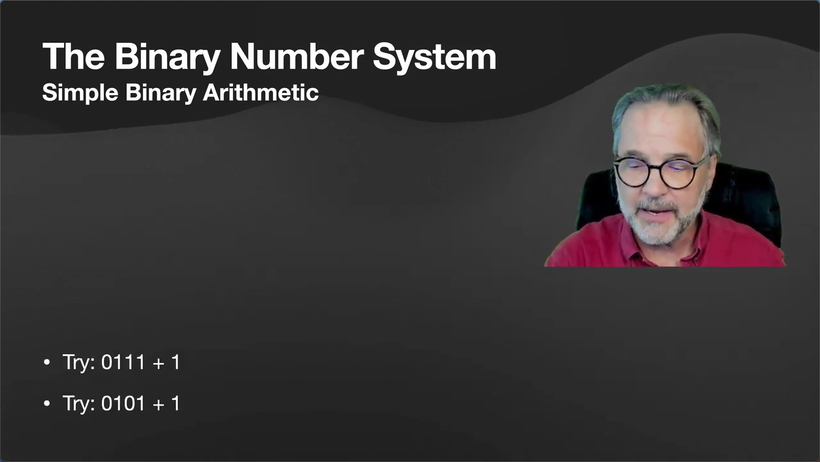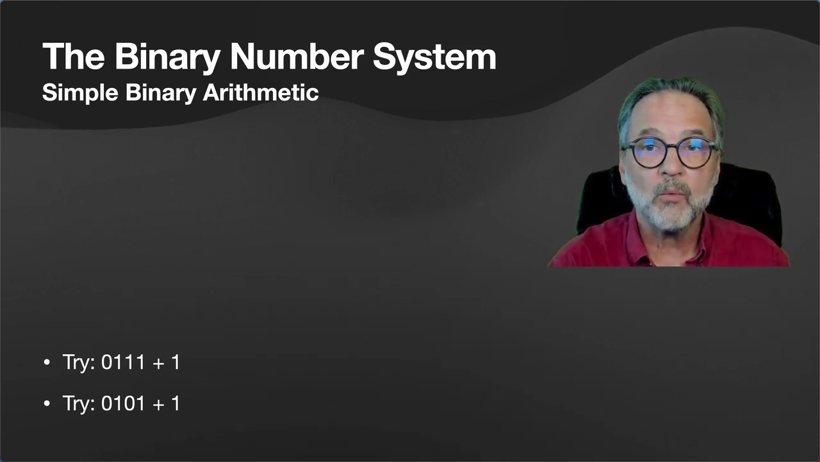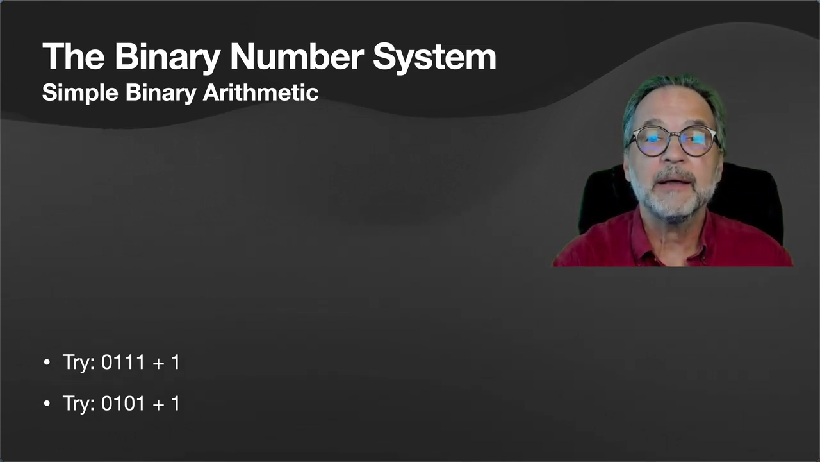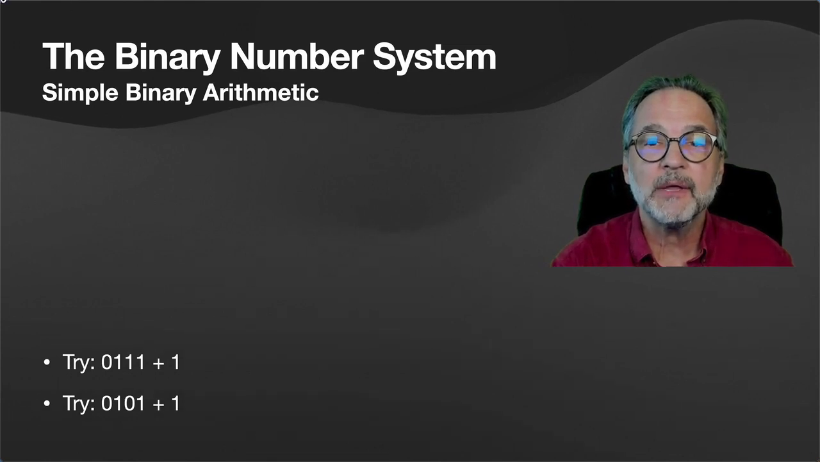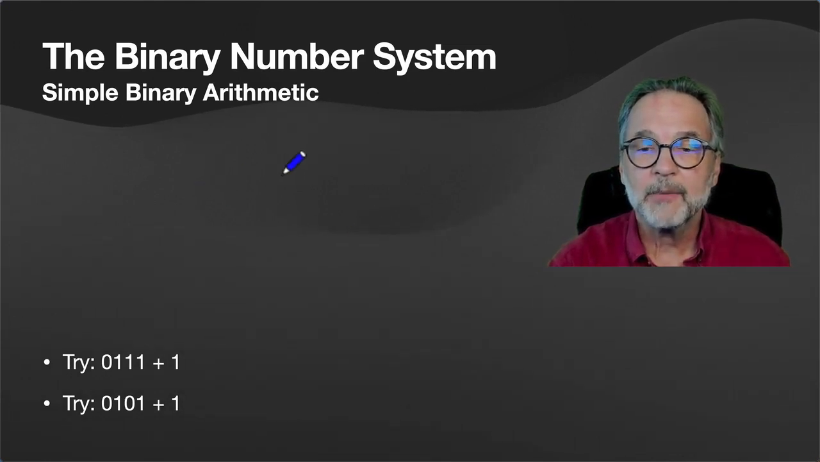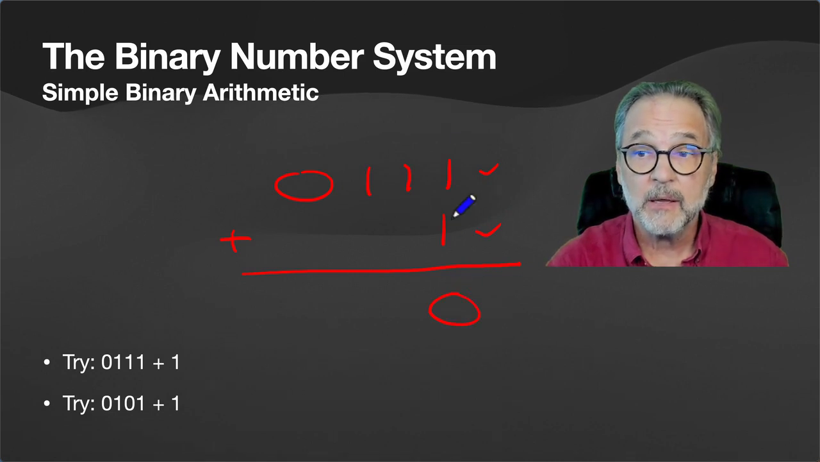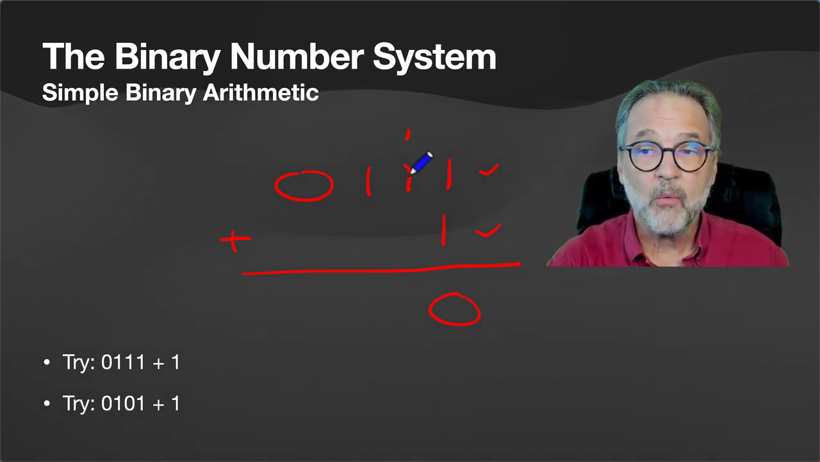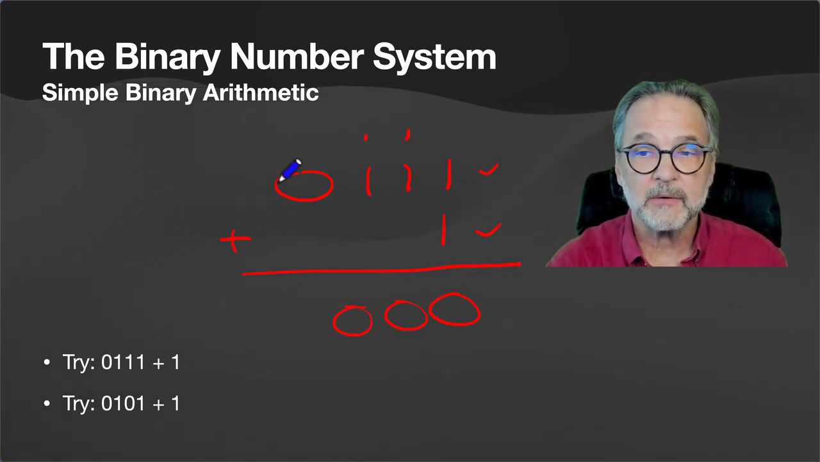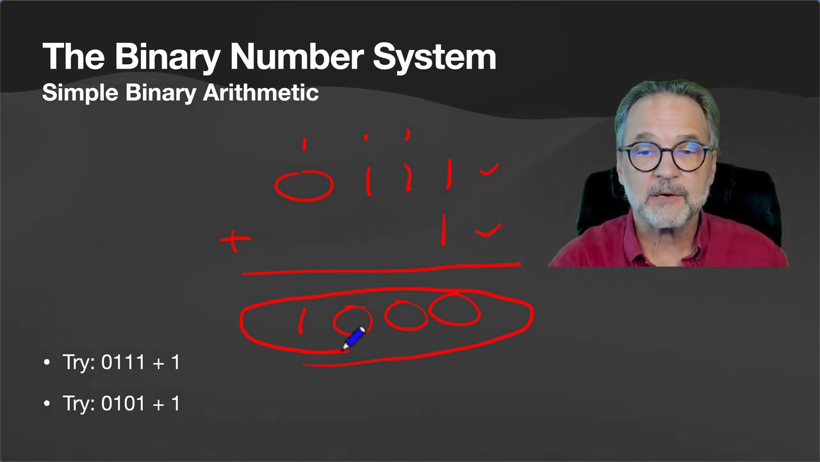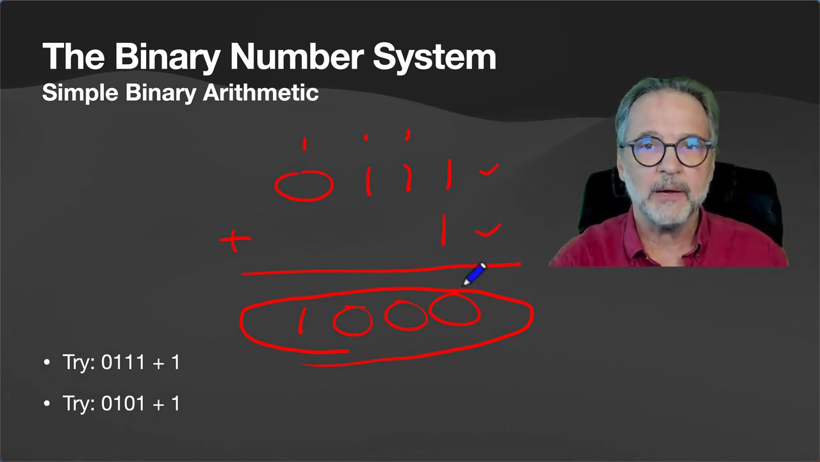Let's go ahead and try adding 0, 1, 1, 1. Let's add a 1 to that number. So I'm going to do it along with you here. So I'm going to take 0, 1, 1, 1. We're going to add a 1. And what is that equal to? Well, the 1 plus 1, we know that's equal to a 0, and that carries the 1. That 1 plus 1 is equal to 0. That carries a 1. That 1 plus 1 is equal to 0. That carries a 1. That 1 plus 0 is 1. So that is the answer of 0, 1, 1, 1 plus 1.